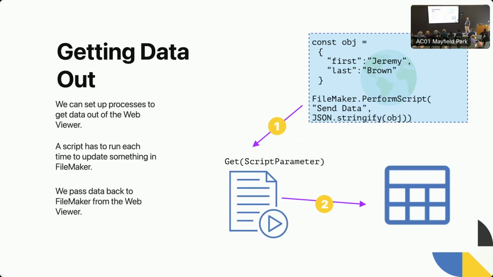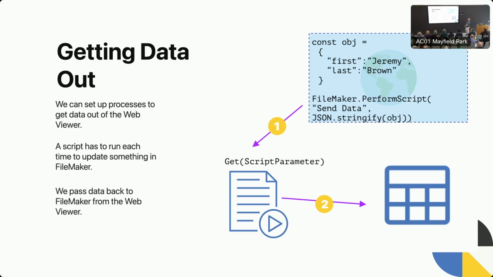Getting data out is a little bit more straightforward. Really only one way to do it. You have a button inside of your web viewer, inside of the JavaScript. Click on it, or a row, and it runs the function that's attached to that button, which runs a FileMaker.PerformScript function that sends the data back to FileMaker.